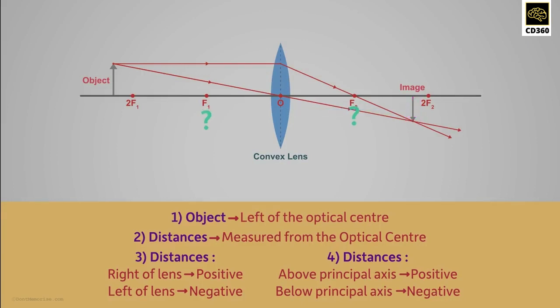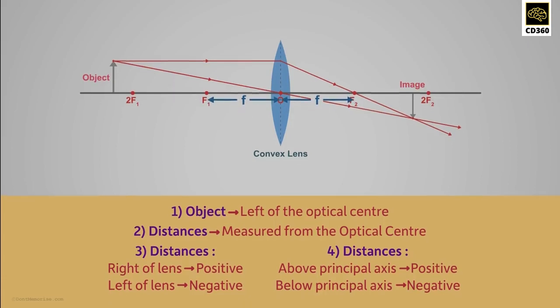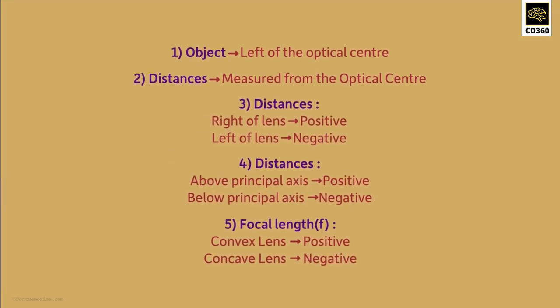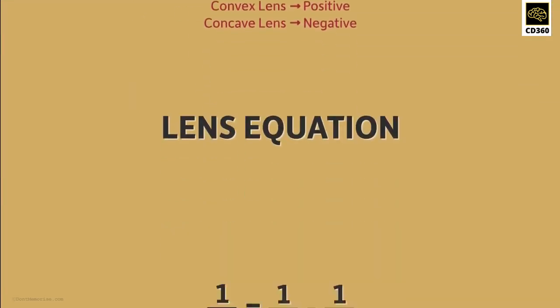What about the focal length? Well, the focal length can be measured on both sides of the lens, right? Isn't it the same on both sides? Which is why there is a fifth rule that tells us the sign convention for the focal length of a lens. For a convex lens, focal length is considered to be positive and it's considered to be negative for a concave lens. So these were the 5 sign conventions that are used for the lens equation.